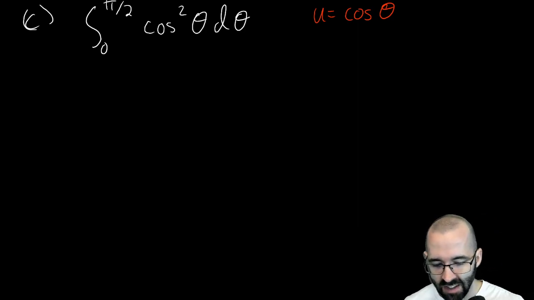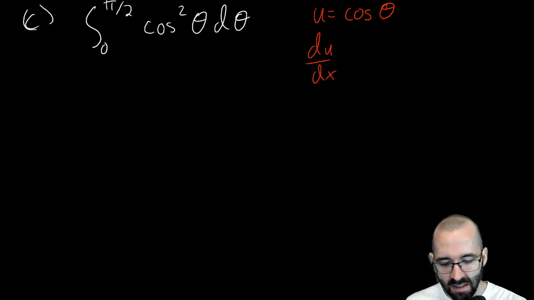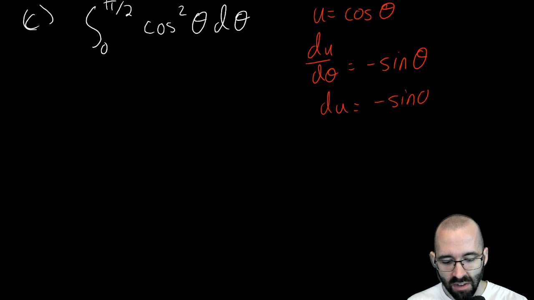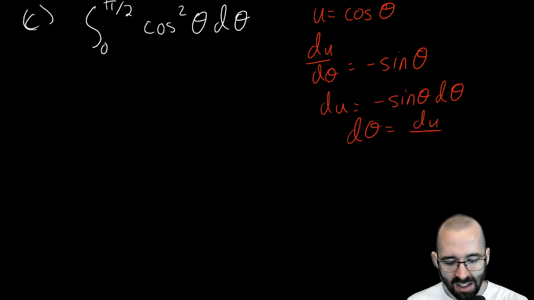All right, so let's guess and see. Maybe this is it. Well, then du d theta is negative sine of theta. So du is going to be negative sine of theta d theta, which is not really helpful. So let's try to find d theta. d theta would be du over negative sine of theta.